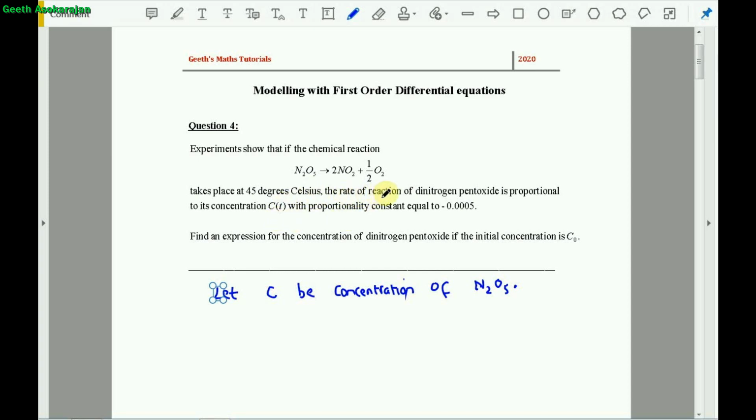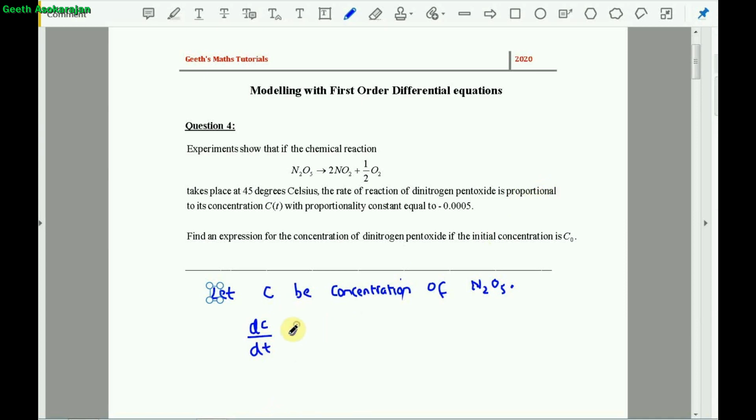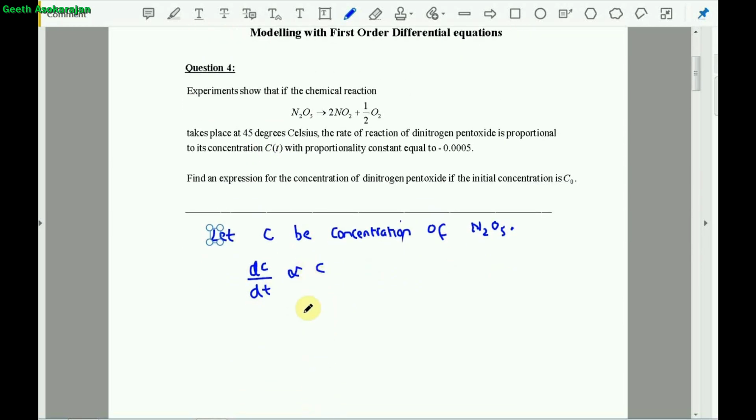It says the rate of this reaction, and rate refers to d by dt, the rate with respect to time, so in this instance dC over dt, is proportional to the concentration, which is C. Now let's get rid of this proportionality: dC over dt is equal to kC, where k is our proportionality constant. Let me note that down.